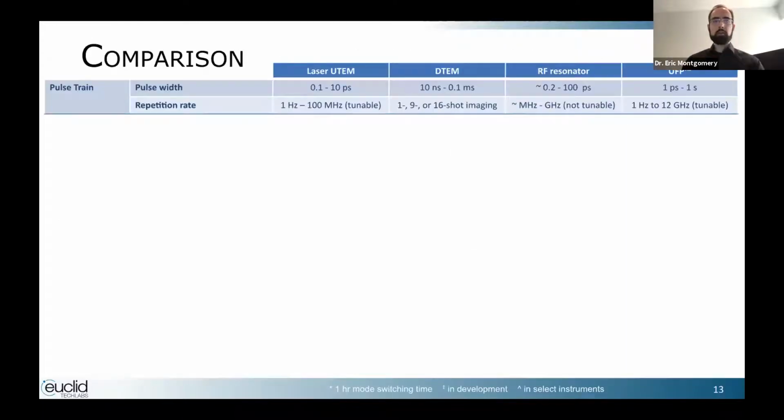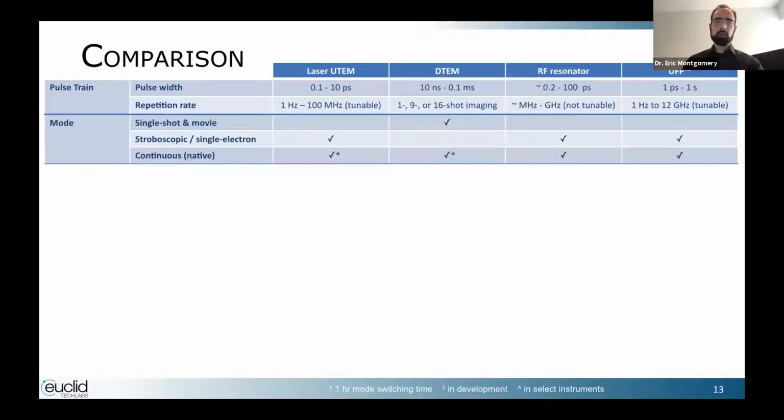So let's try to make a fair comparison of the 4 methods that we've looked at in today's webinar. As we're wrapping up, the laser UTEM, the DTEM, the RF resonator, and the Euclid traveling wave approach with the ultrafast pulser. You've seen the pulse trains, which can be achieved with these 4 instruments, so I won't repeat that.